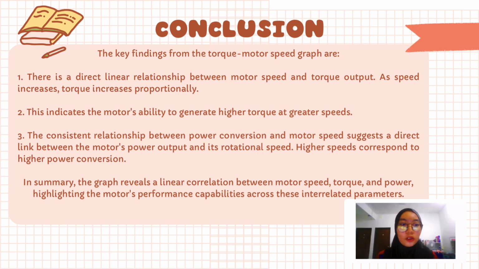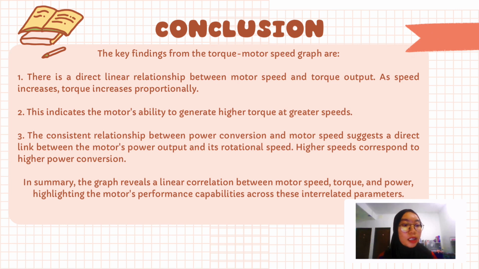Now I will present to you about the conclusion. The key findings from the torque motor speed graph are: first, there is a direct linear relationship between motor speed and torque output. As speed increases, torque increases proportionally. Second, this indicates the motor's ability to generate higher torque at higher speed.